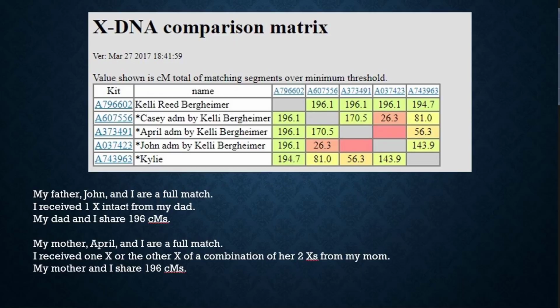This is an X, let's see. Oh, this is the same chart. My father and I are a full match. I received an X from my dad. My dad and I share 196. My mom and I are a full match. I received either one, the other, or a combination of her 2 X's. And my mom and I share 196. So all those things are as expected. What this chart tells us is not necessarily how I'm related to my parents, because those are expected results. It tells you the split of what each child that I had received.